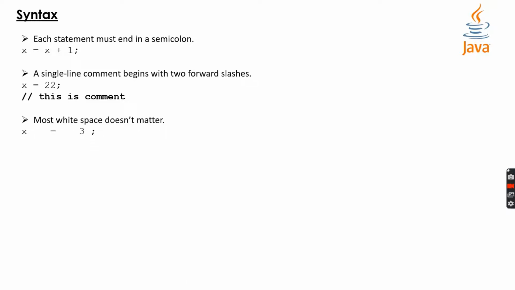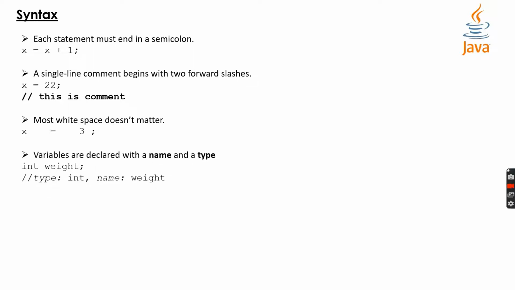Most white space doesn't matter. So any amount of white space between two words or two letters doesn't matter in Java. Variables are declared with a name and a type. So, integer weight. Here the variable name is weight and the variable type is integer.